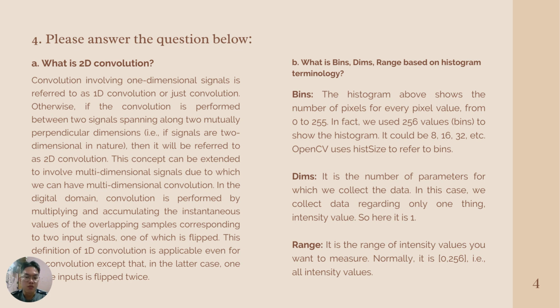Dim is the number of parameters for which we collect the data. In this case, we collect data regarding only one thing, intensity value. So here it is 1. Range is the range of intensity values you want to measure. Normally, it is 0 to 256, for example, all intensity values.